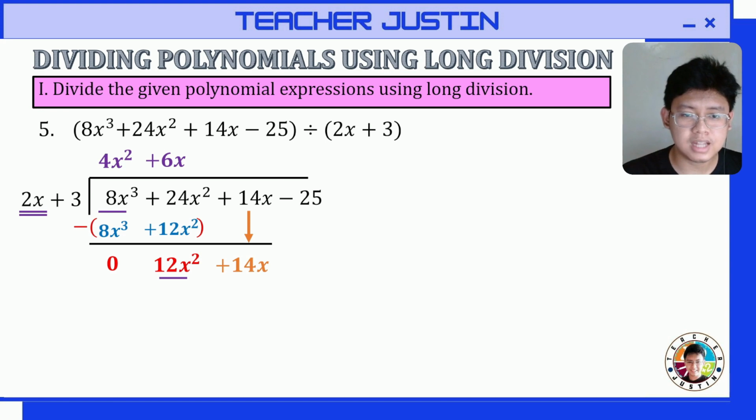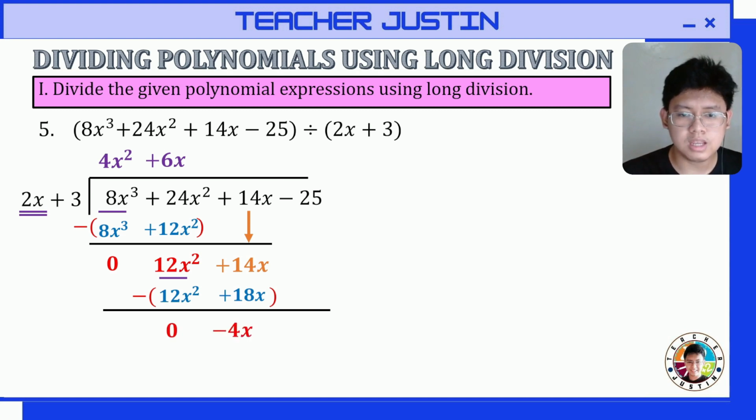Tapos, multiply natin si 6x sa ating divisor. So, 6x times 2x is 12x squared. Tapos, 6x times 3 is 18x. Then, subtract natin. We will have 12x squared minus 12x squared is 0. 14x minus 18x will be negative 4x. Tapos, pagkatapos natin i-subtract, we will proceed to bringing down the next term, negative 25.